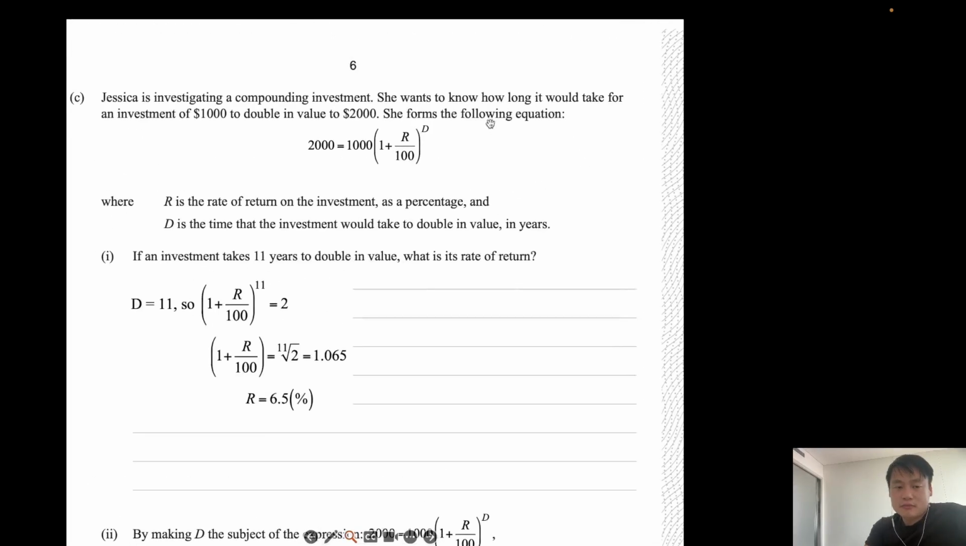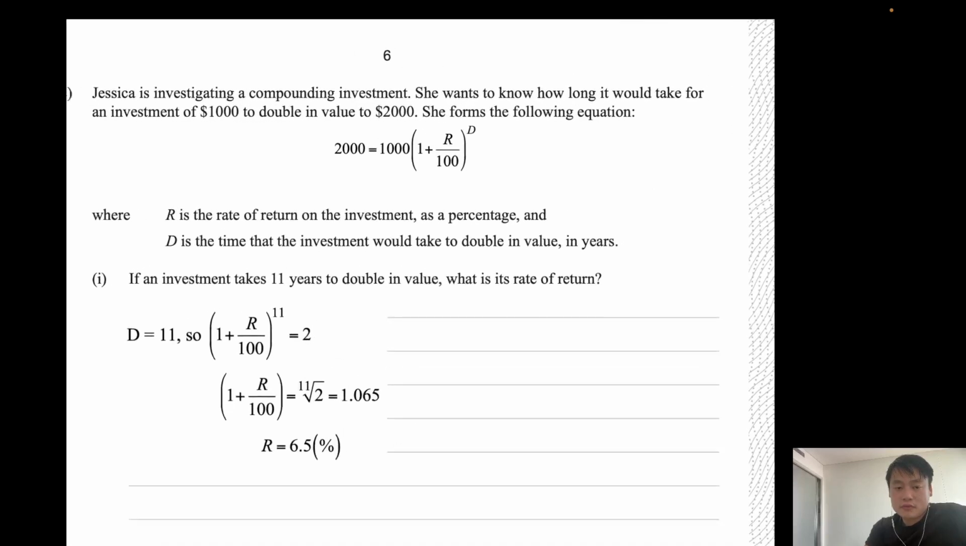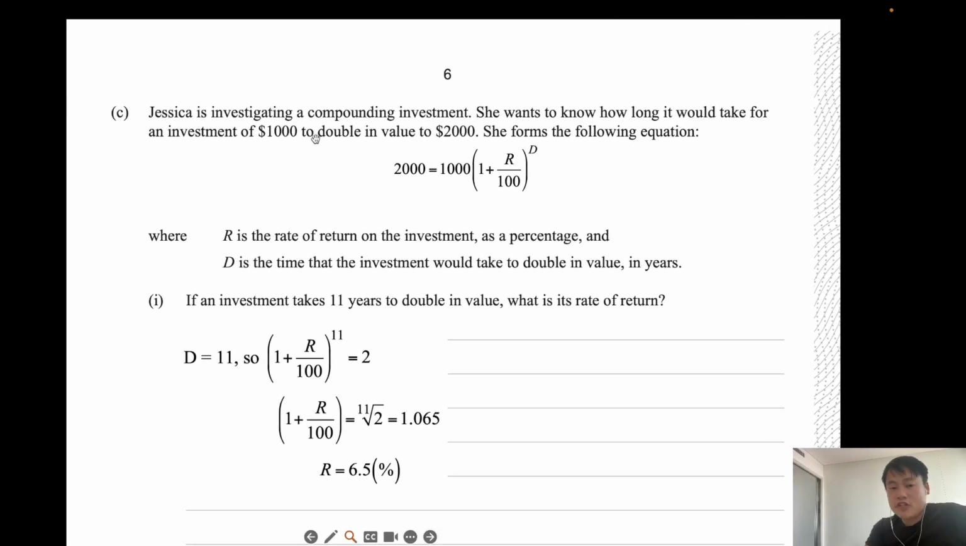Part C. An investment of 1,000 to double in value to 2,000, following the equation. So a lot of words over here, but we don't fuss about that, because we just have a look at: if an investment takes 11 years to double in value, what is its rate of return?